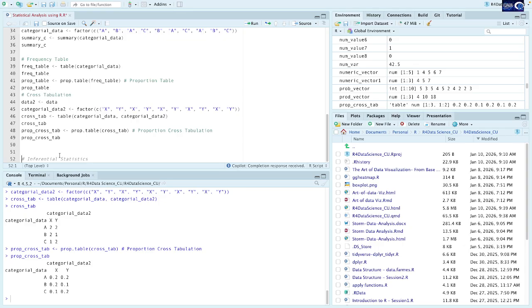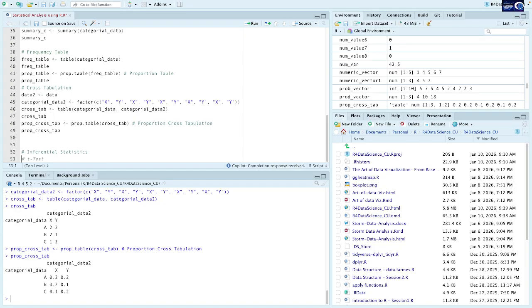And now we will be moving to inferential statistics. First, we will start with the t-test. So most of you might be aware of the theoretical part, so I don't need to explain the theoretical part and all. So what is the use of a t-test?